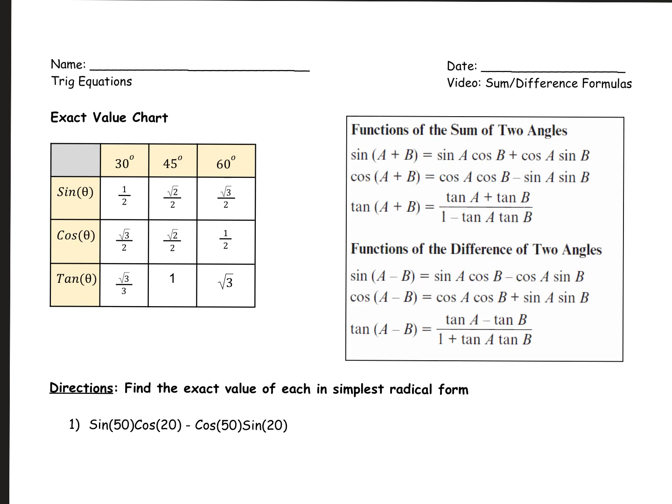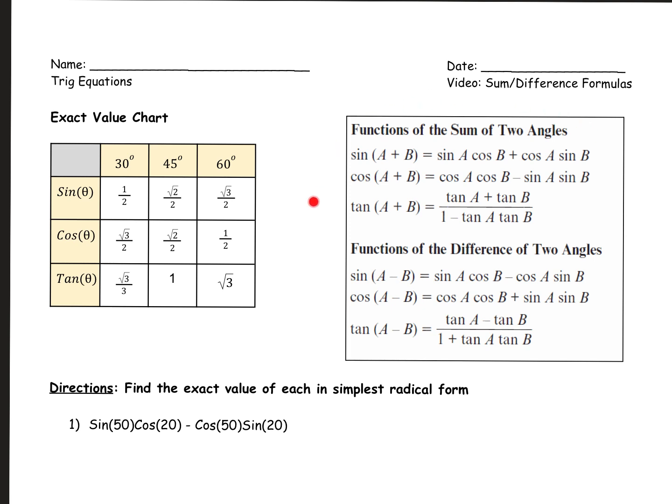Hi everyone, in today's lesson we're going to talk more about identities. This time we're going to talk about sum and difference formulas, or sum and difference identities. So we already know the exact value chart. We use that when we have angles of 30, 45, and 60. Now this chart right here is all of the sum and difference identities.